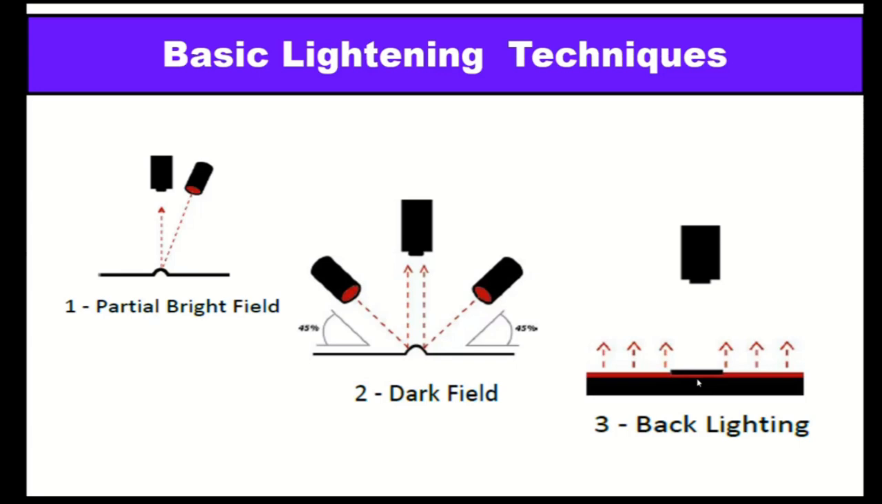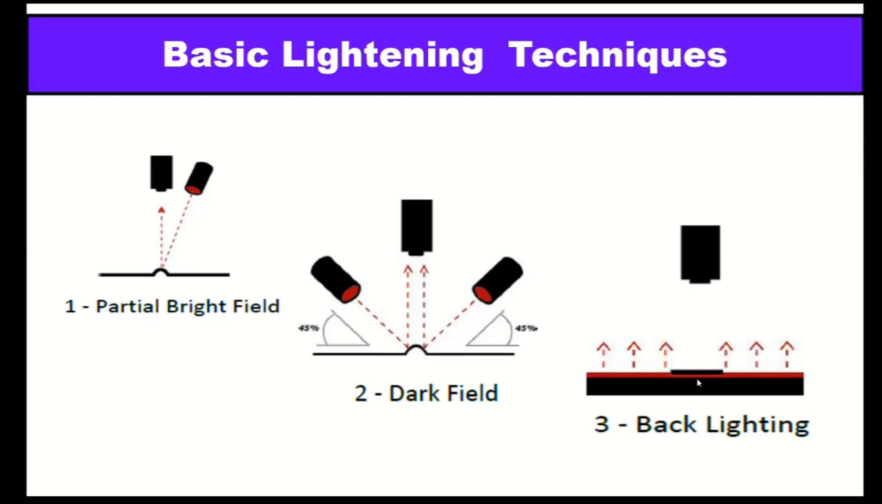Basic lighting techniques are like partial bright field. We slightly increase brightness so that reflection can be increased and we can get a clear view. Whenever simple arrangements are there, the camera is at 90 degrees, the light source can be inclined, and we can have sufficient light. So the very first and basic lighting technique is partial bright field, wherein we adjust brightness on that particular object.